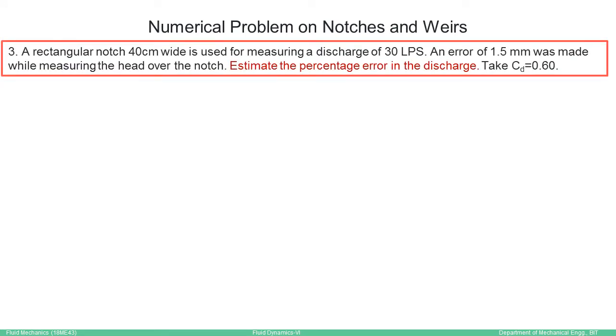Rectangular notch 40 centimeter wide is used for measuring a discharge of 30 liters per second. An error of 1.5 millimeter was made while measuring the head over the notch. Estimate the percentage error in the discharge. Take CD is equal to 0.6.